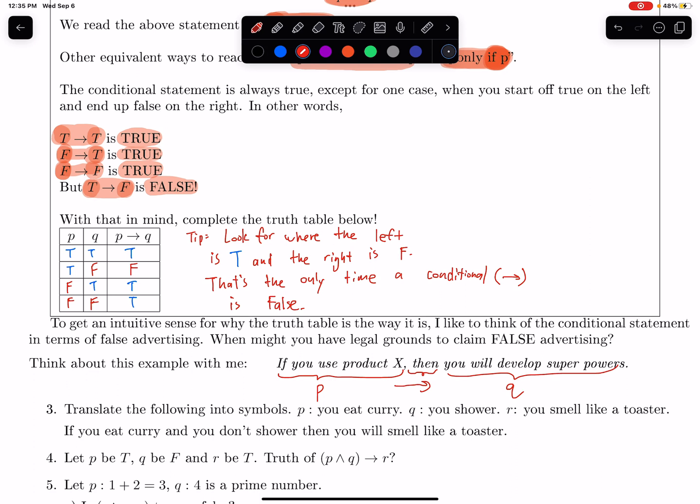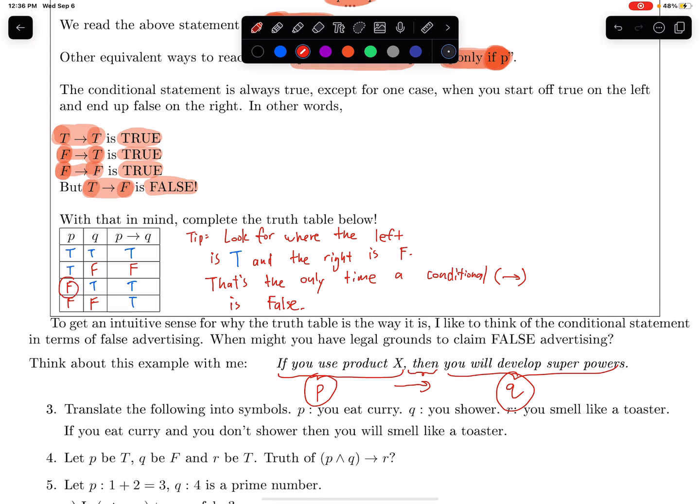So let's look at our different possible combinations one at a time. Let's say true and true. True meaning I used the product and then I did develop superpowers. In that case, would you say that's false advertising? And the answer is no, right? That's not false advertising because the product worked. You got superpowers. What complaint do you have? Let's skip this one for now. Let's look at the next combination.